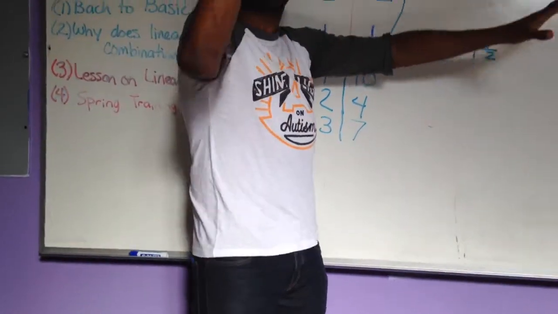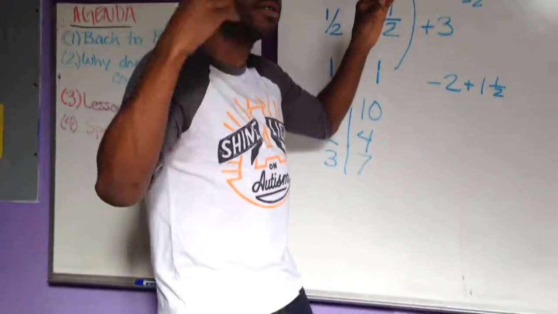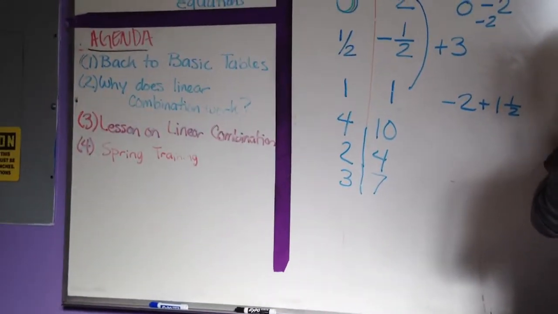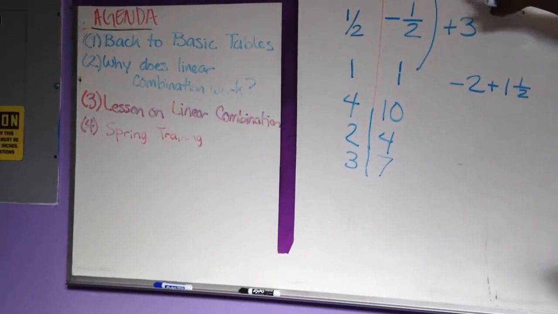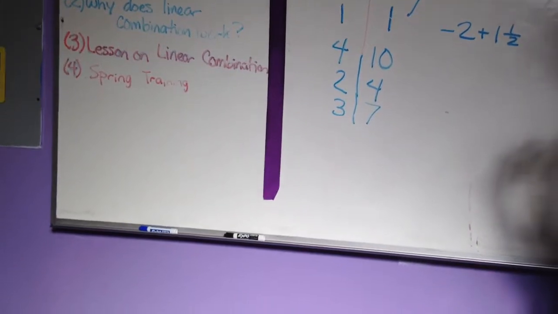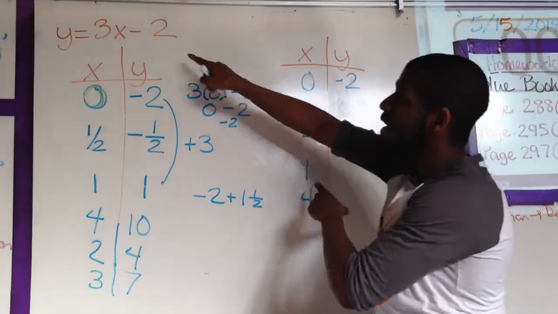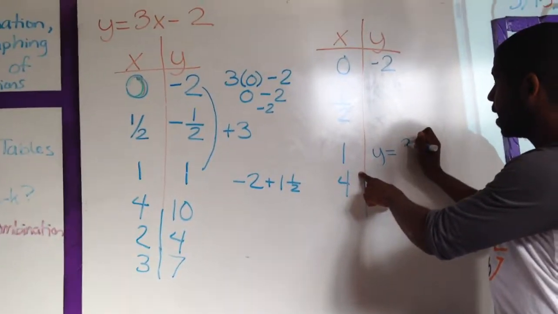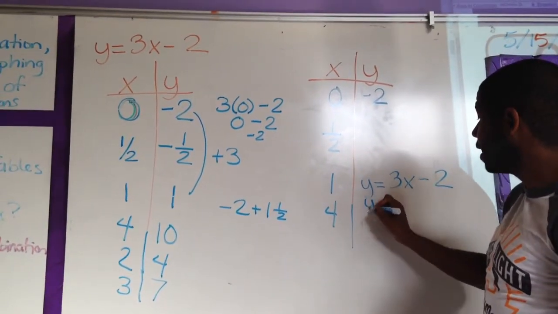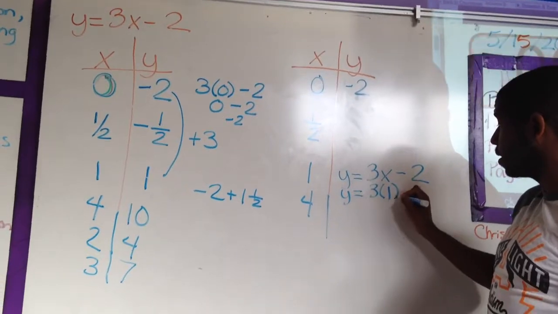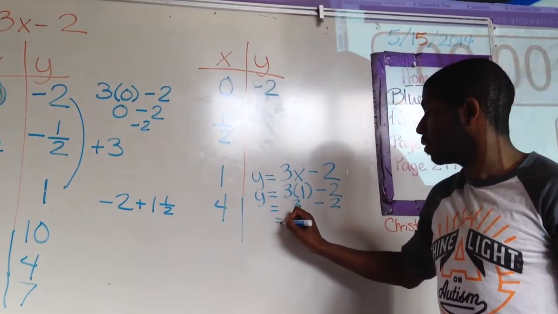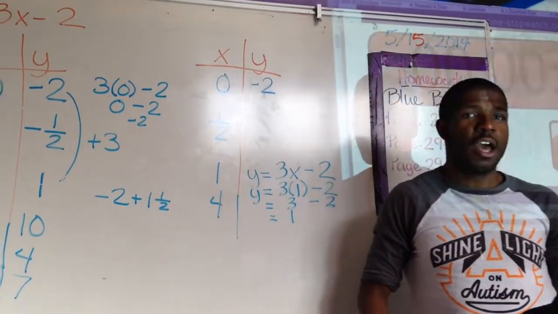I'm going to show you another way that Jose started talking about, substituting the values in. That's what I was telling you during the bell ringer. Let's do this again. If I have 0, 1/2, 1, and 4, we know that 0 is -2 for y. Let's do 1 first. If I substitute into the equation, x will now be 1. So it's y equals 3 times 1 minus 2. What's 3 times 1? 3 minus 2, which equals 1. That's the same thing we got here. So you know two different ways.